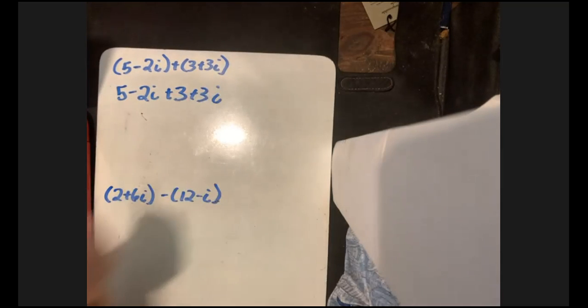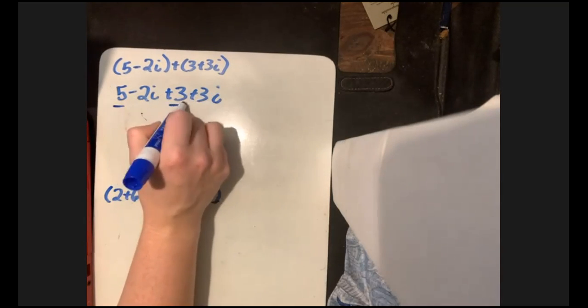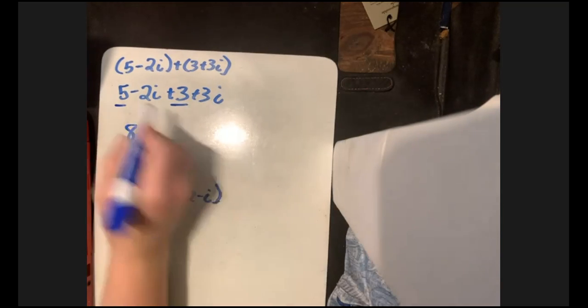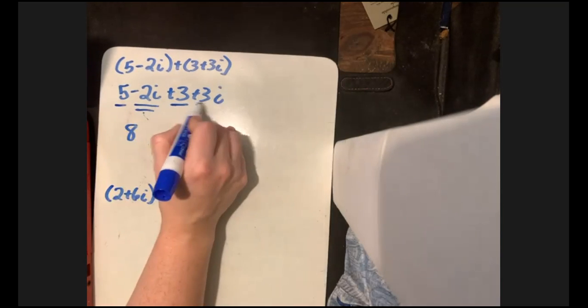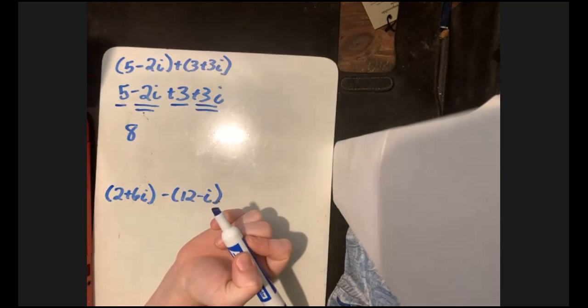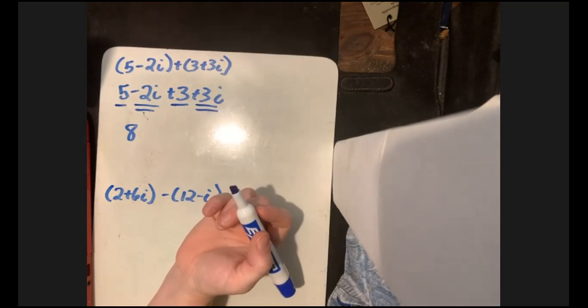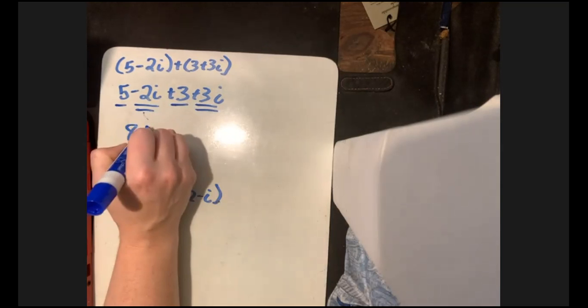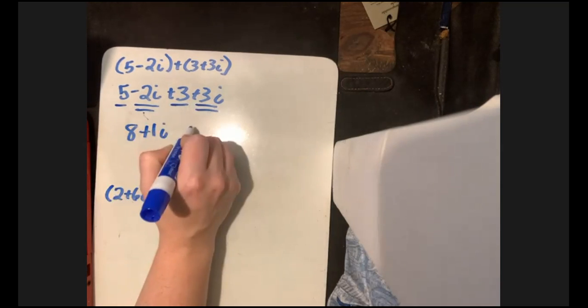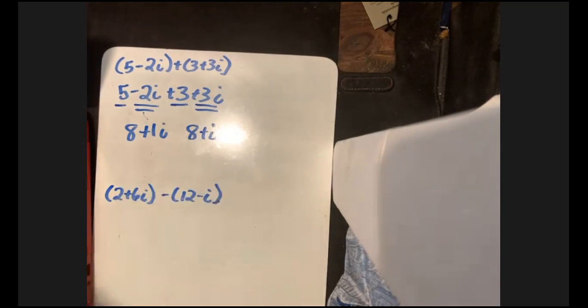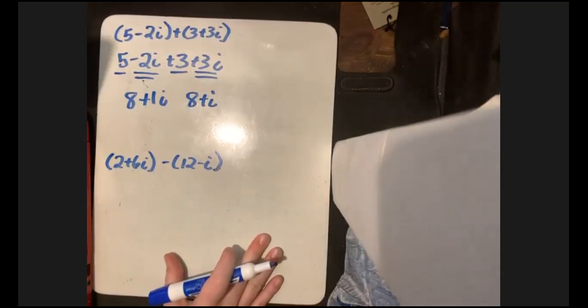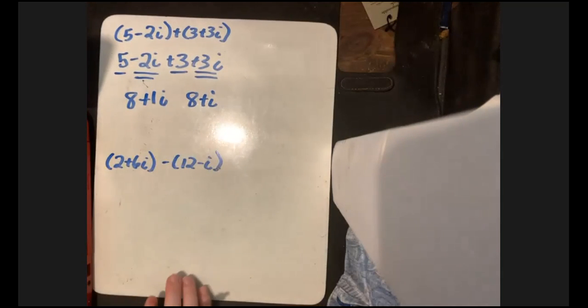And now we're just going to combine like terms. So I've got a 5 and a 3 makes 8. I've got a minus 2i and a positive 3i. Think of them the same way you would as x's. That leaves me with 1i or 1x. You could also write this without the 1 in front of that because that 1 would be an understood thing.